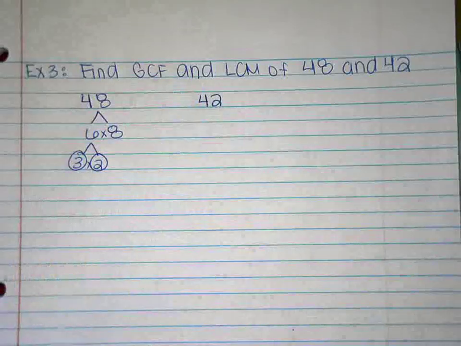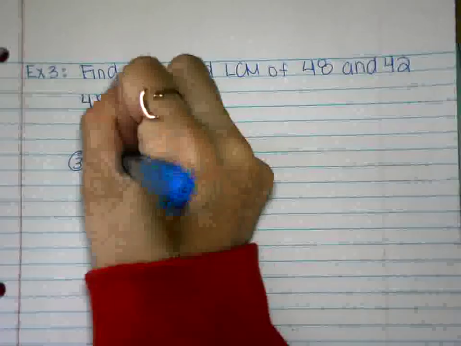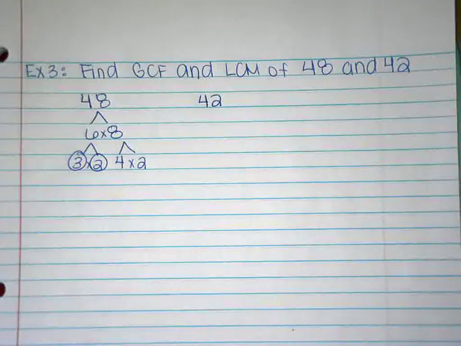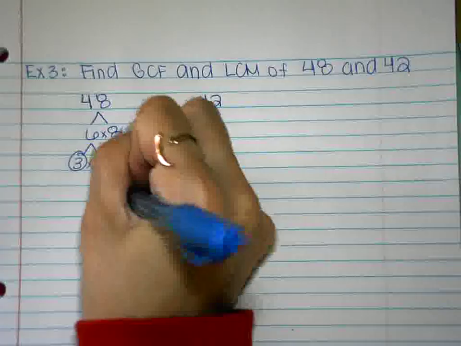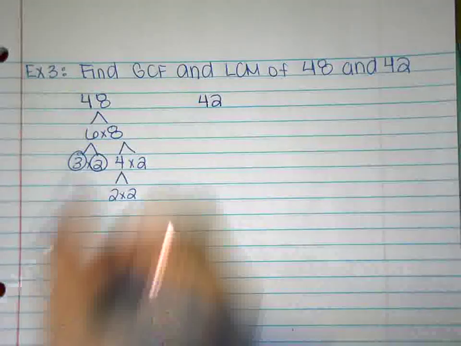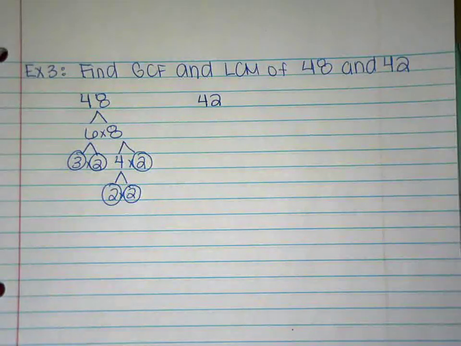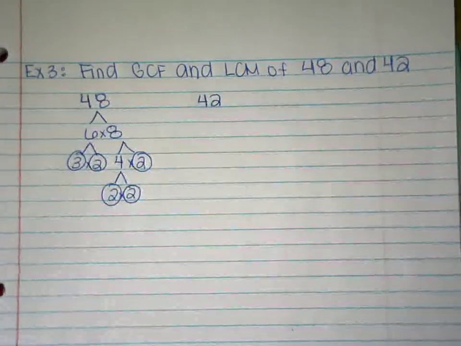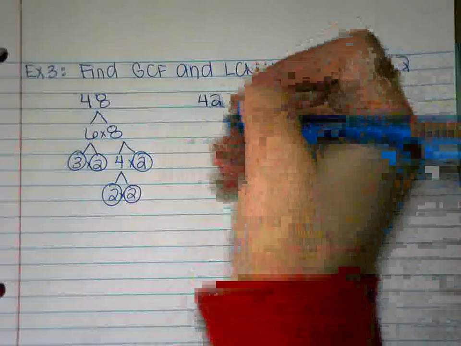And those are both prime numbers, so I'm going to circle them. Then I have 4 times 2 is 8. Well, 4 is not prime, so that would be 2 times 2. And those 2's are prime, so I'm going to circle them. And this last 2 is prime, so I'm going to circle it. So that one was a little bit bigger, a little bit more numbers. That's okay. I'm going to do the exact same thing with 42.